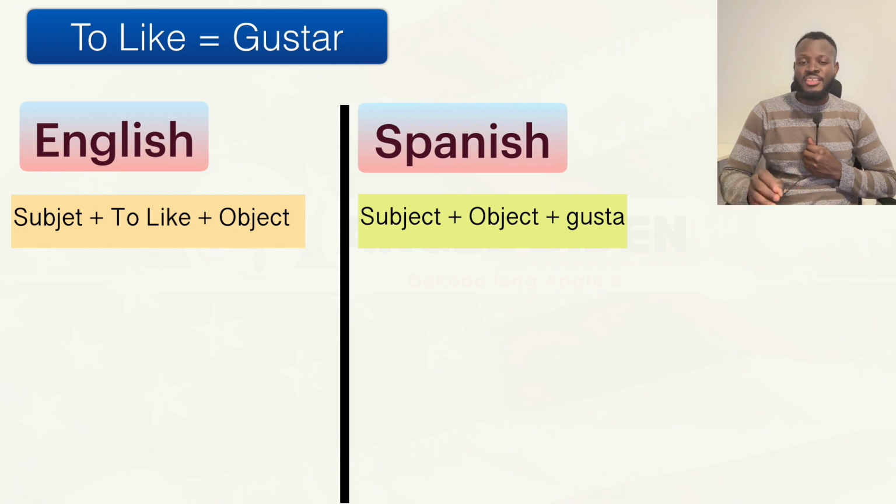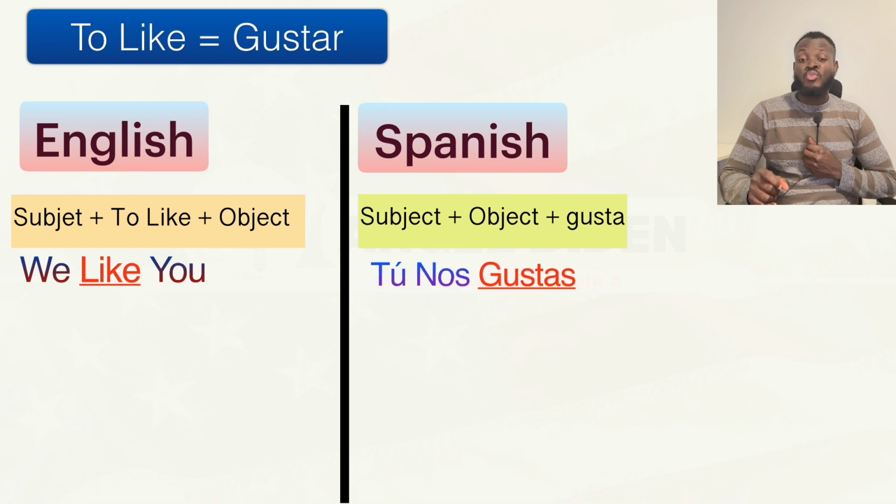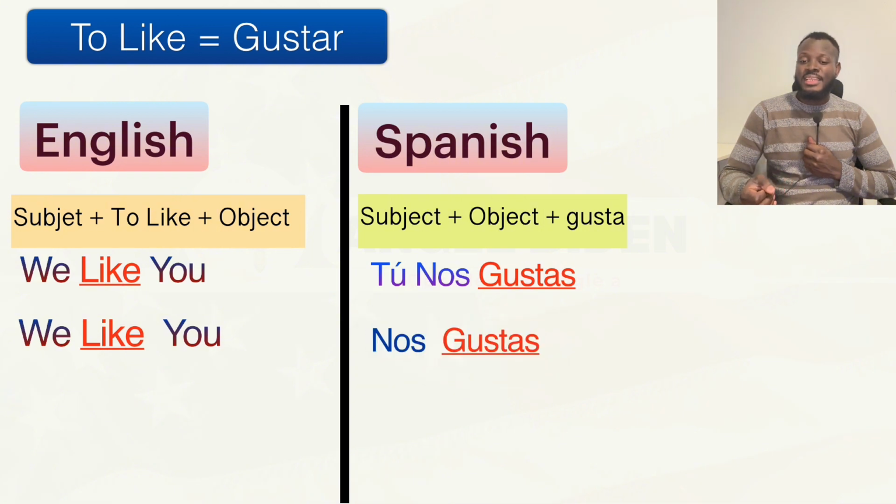We're going to make all sorts of combinations to see what we can get. We like you. It's going to be tú nos gustas. Now, it's time to drop the personal pronoun for subject to sound more natural, more confident. Okay, we drop that too. And now we're left with just nos gustas. Exactly. Nos gustas. As easy as that. Okay? Let's repeat, please. Nos gustas.